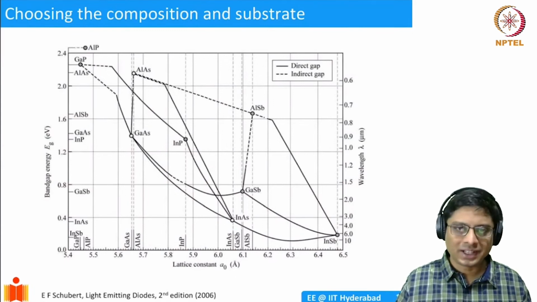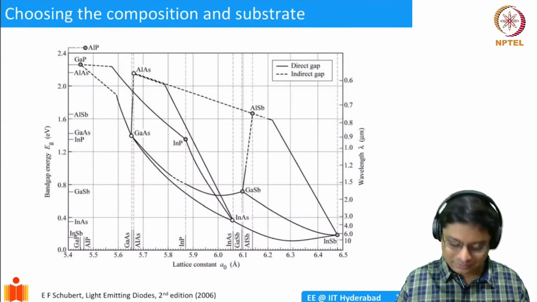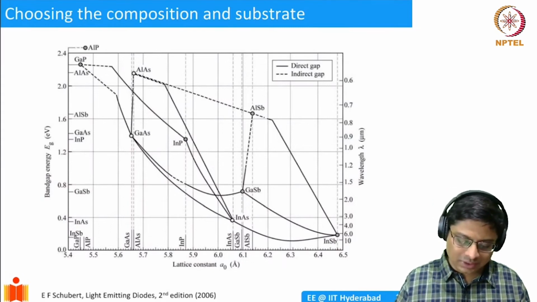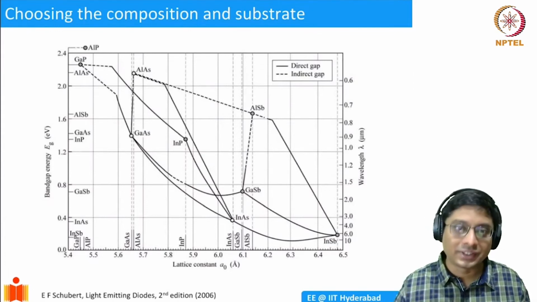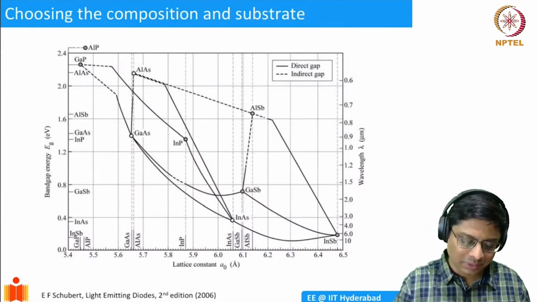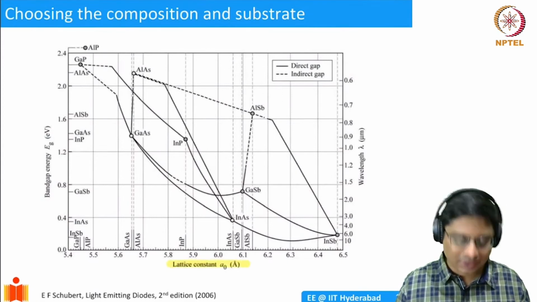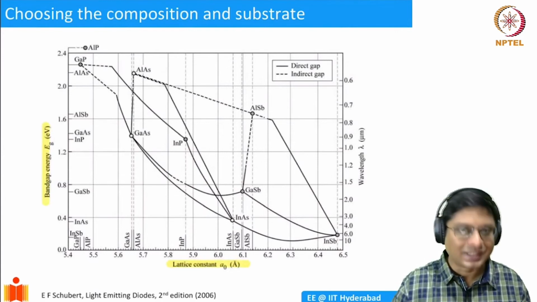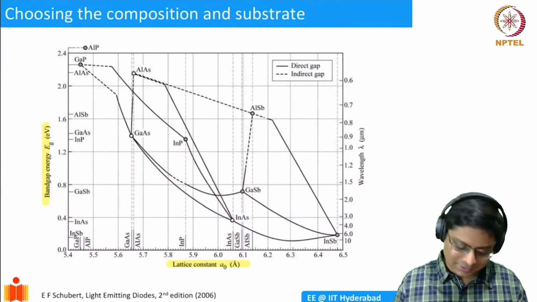This is a very, very interesting diagram. I like it very much because it explains the concept of lattice matching very well. You can spend a lot of time analyzing this, and you'll automatically understand what is suitable. So in this picture, you have the x-axis as the lattice constant, and the y-axis is the band gap.